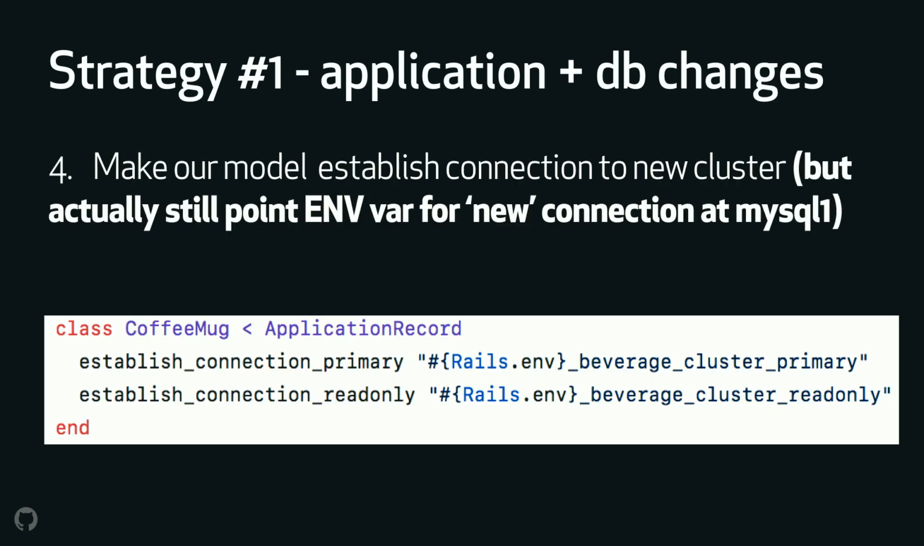And then from the application's perspective, here we needed to make our model establish a connection to the new cluster. So as you can see here, we're establishing a read-only connection and a primary connection to the new cluster. But the big caveat is that we're still pointing the environment variable behind this connection to MySQL 1. So we could cut a PR, make that change, ship this code, and everything still just works, because it's still going to the table in MySQL 1 at this point. But we have this new connection defined that we can use.